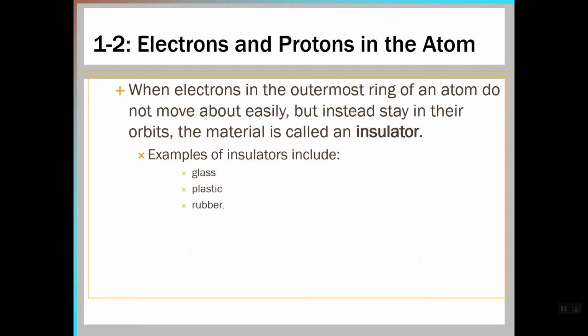Now, the opposite of a conductor is going to be an insulator. That outer band is full, or is close to being full. It doesn't readily accept electrons. An example of an insulator is glass, plastic, and rubber. At some point, if you're working in industrial electronics, you're going to have a set of insulated rubber gloves. That makes it easier for you to work without getting shocked.